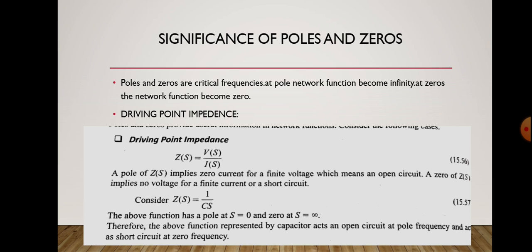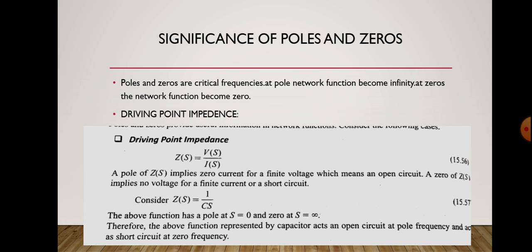So we can check the significance of poles and zeros in the case of driving point impedance. If we consider the driving point impedance, that is Z(s), impedance means voltage divided by current. So Z(s) is equal to V(s) divided by I(s). You can see that a pole of Z(s) means a root of I(s). That means when a pole occurs at a particular value of s, the value of I(s) becomes 0.